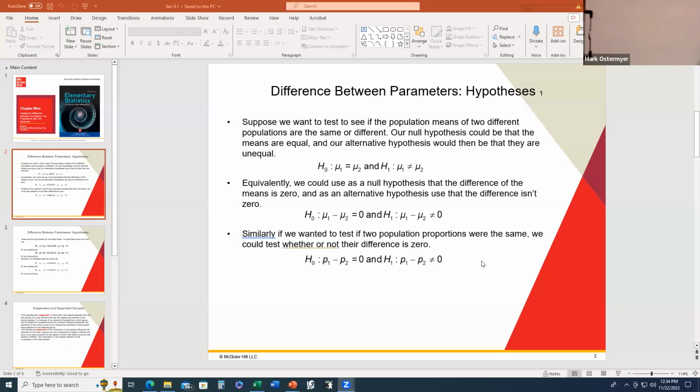9.1 is just an overview, a very, very general overview as to what Chapter 9 is going to be about. It's non-computational. Section 9.2 will become a lot more computational in nature.